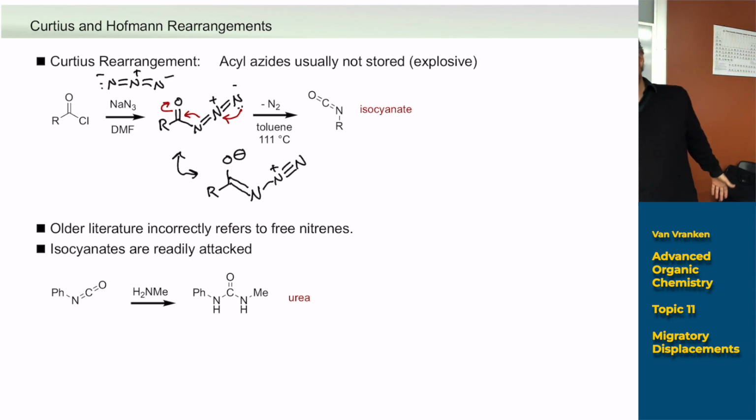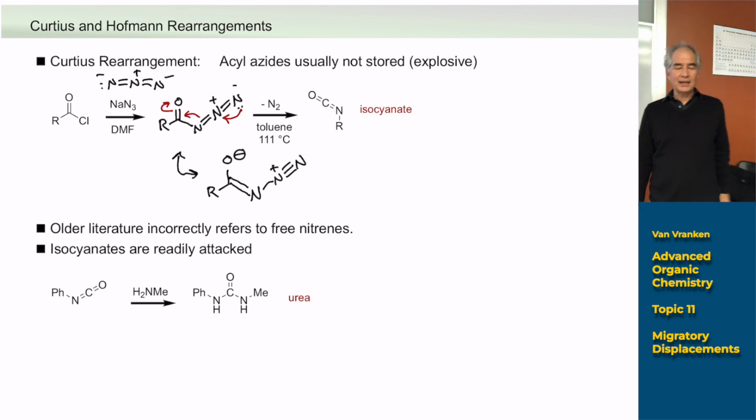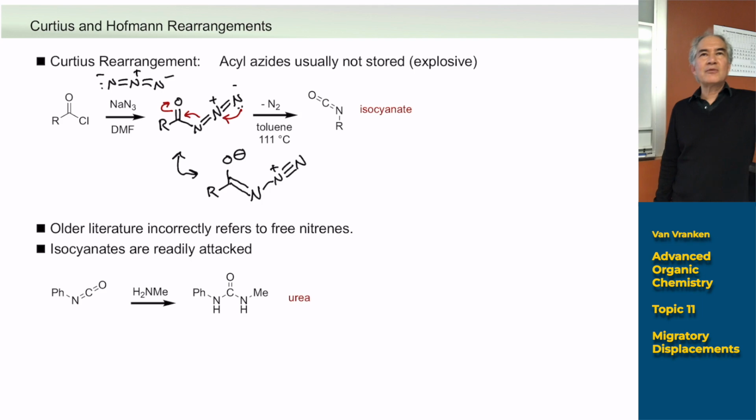So you heat these. If you want it to occur quickly and under your control instead of exploding, you heat these, usually 80, 90, 100 degrees, and you'll get a smooth rearrangement. This is called a Curtius rearrangement. Acyl azides undergo Curtius rearrangements. Let's go ahead and draw the arrow pushing for that.